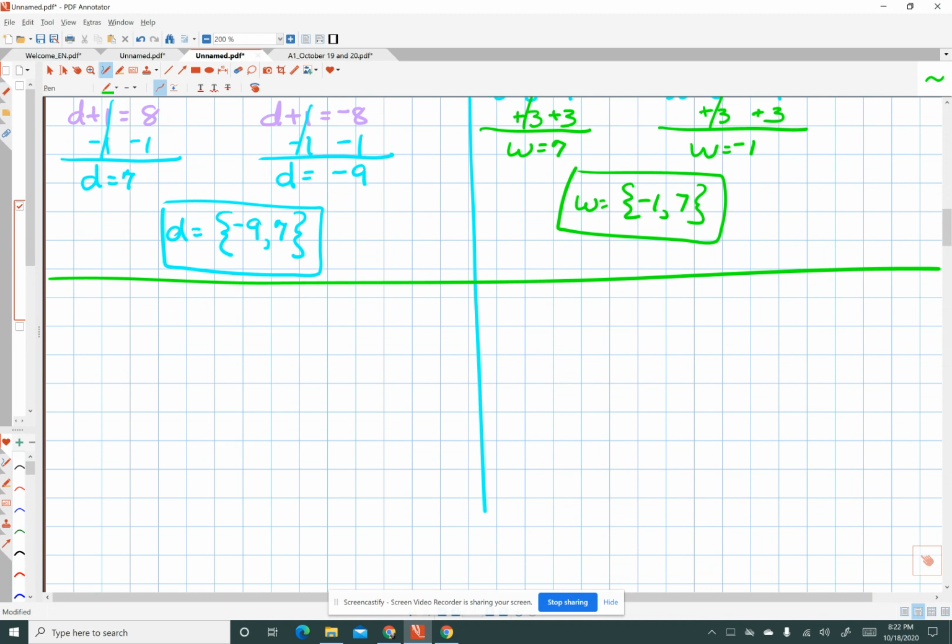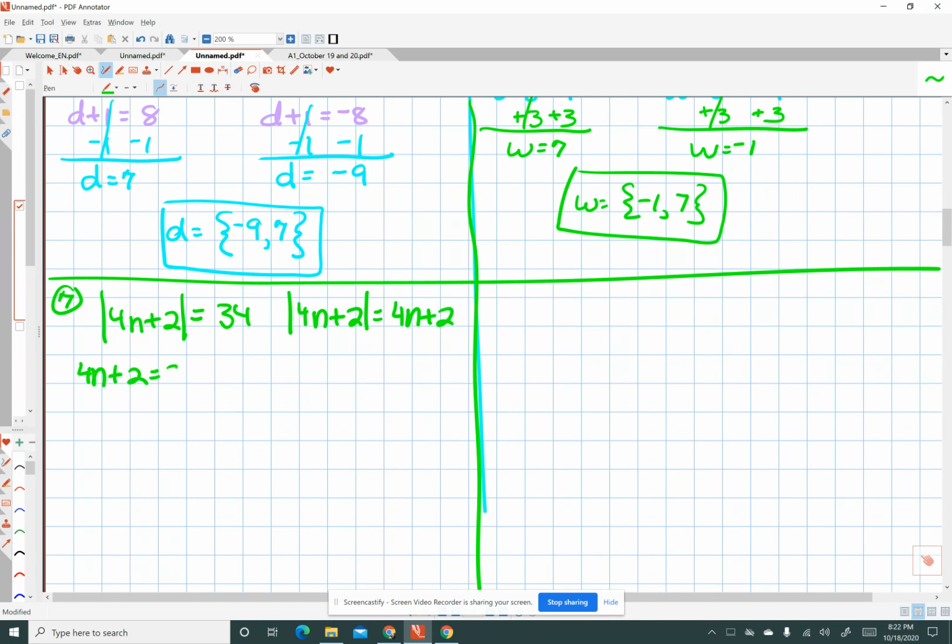Let's do a couple more examples before we get to your notes. Let's make them a little more complex. The absolute value of 4n plus 2, and we'll set that equal to 34. So the absolute value of 4n plus 2 is 4n plus 2, which we will set equal to 34 and negative 34.